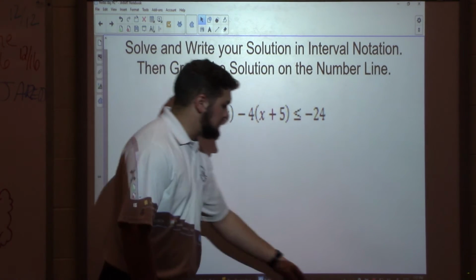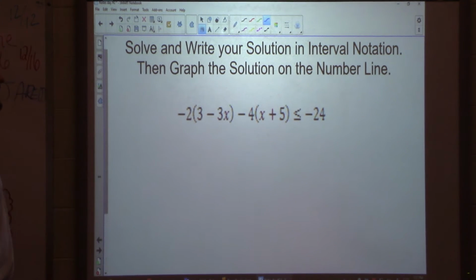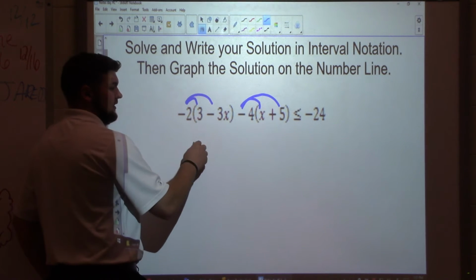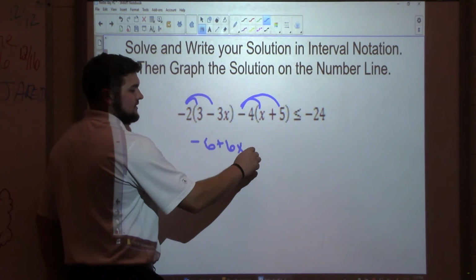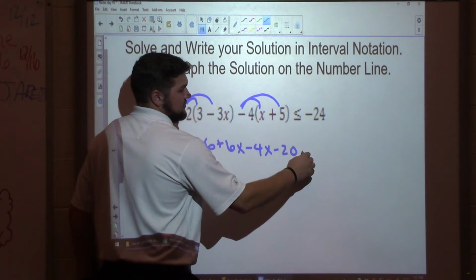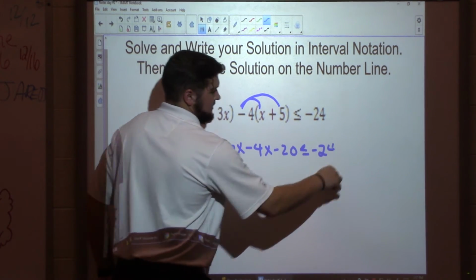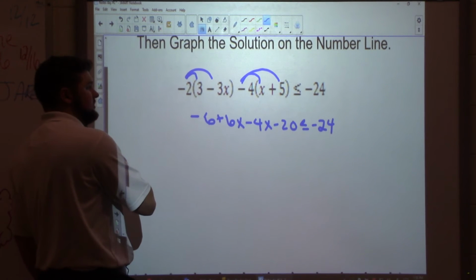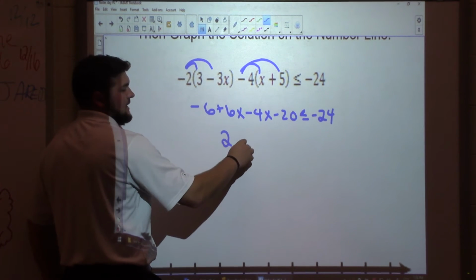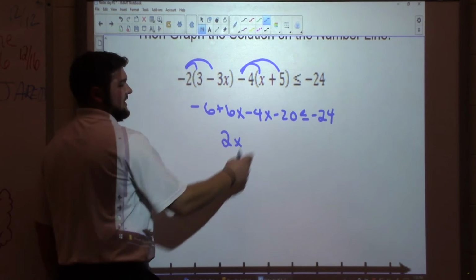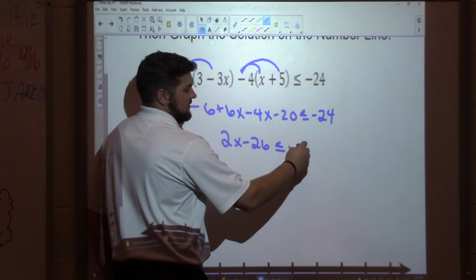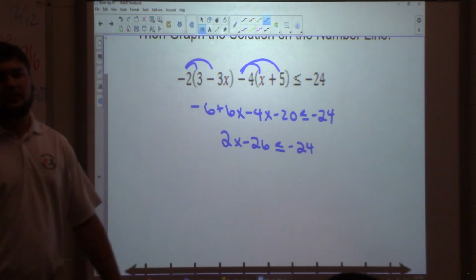Solve and write your solution in interval notation. Then graph it on the number line. So, distribute negative 2 to both pieces, negative 4 to both pieces: negative 6 plus 6x, minus 4x minus 20 is less than or equal to negative 24. So we're just going to solve it like normal, right? Just one inequality. Combine your like terms. 6x minus 4x is 2x. Negative 6 minus 20 is minus 26, less than or equal to negative 24.